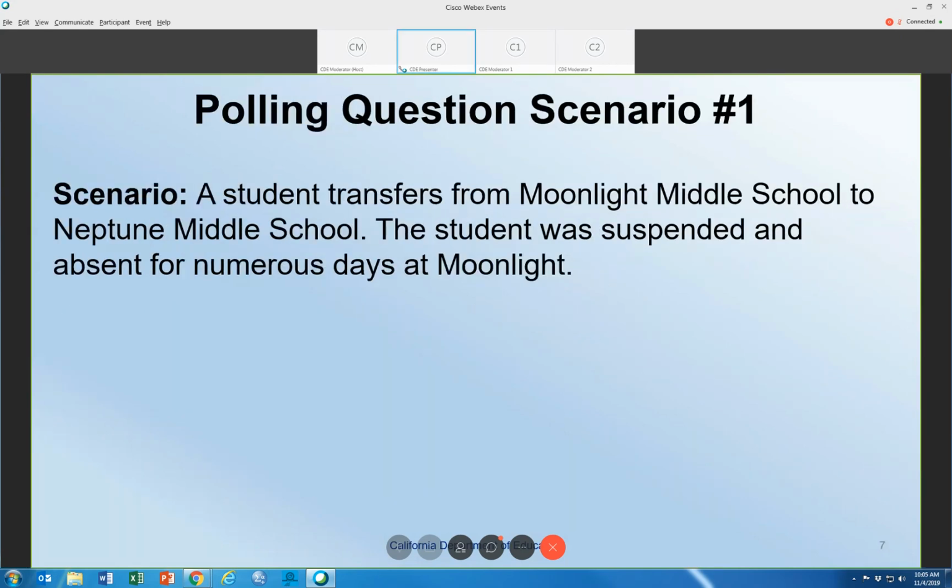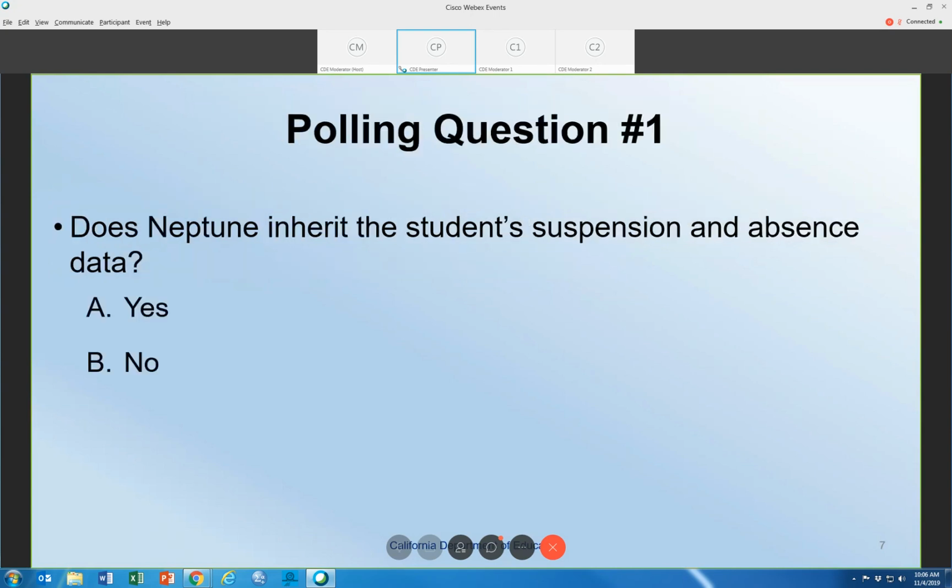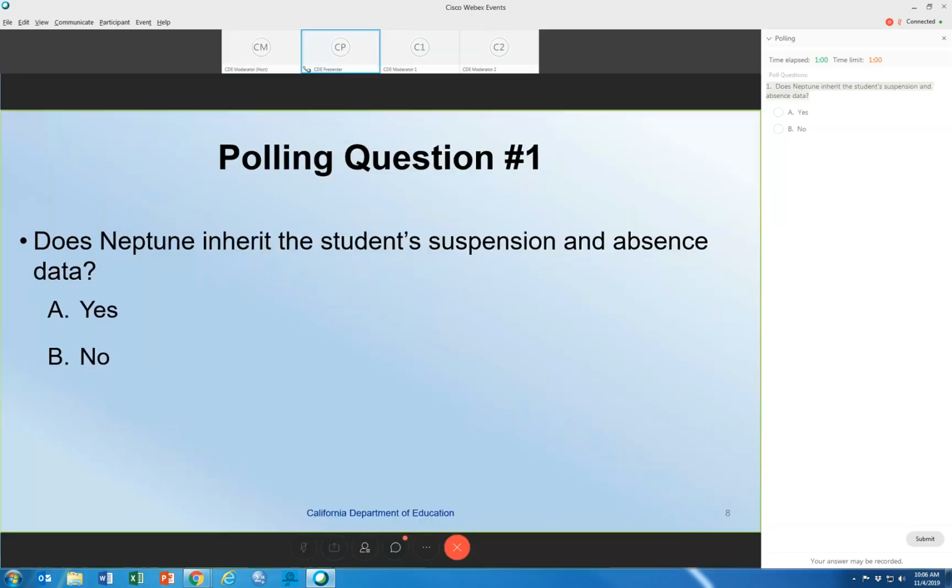We are going to start off, believe it or not, with a polling question. So we're going to get you going right away and on your feet. Here's the question. A student transfers from Moonlight Middle School to Neptune Middle School. The student was suspended and absent for numerous days at Moonlight, the school they transferred from. Does Neptune inherit the student's suspension and absence data? It's just a yes or no response, and you have about 45 seconds.